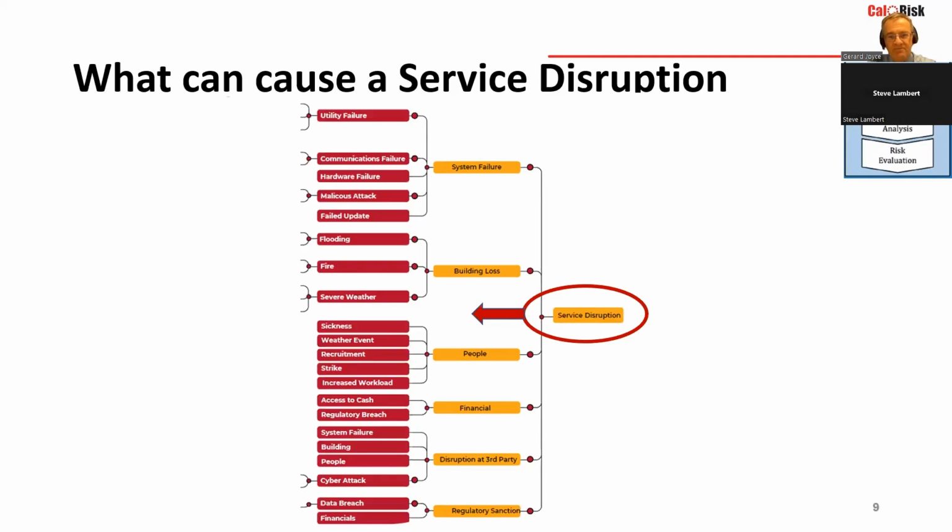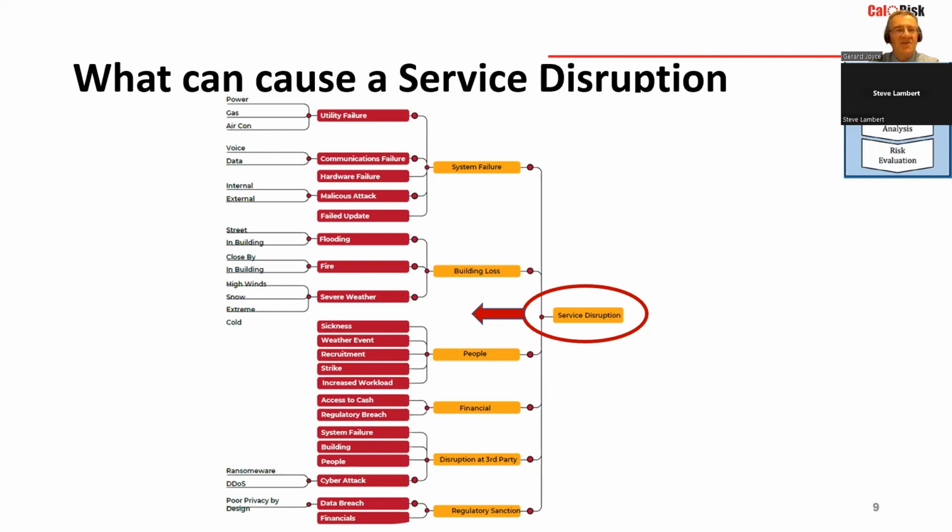Now, when you've identified the primary causes for the service disruption, go back further. What could cause a system failure? Computers fail if they lose power, right? If you don't have a backup power system. So let's have a look. I'll put in the detail here. It could be a loss of air conditioning. It could be loss of gas. We are now so dependent on the internet. What happens if you lose your internet connection? If you only have the one? If you lose your telephony, your voice connection?